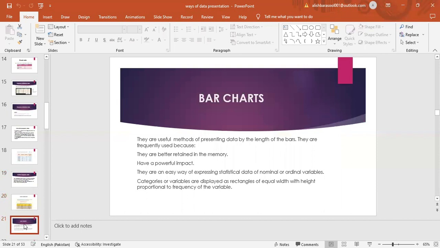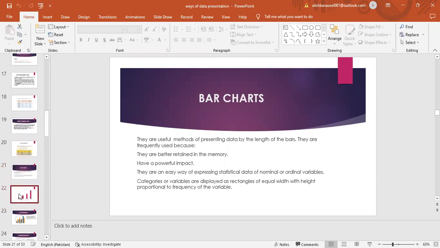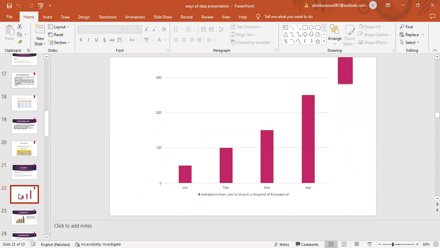Bar charts. They are useful methods of presenting data by the length of the bars. They are frequently used because they are better retained in the memory and have a powerful impact. They are an easy way of expressing statistical data of nominal or ordinal variables. Categories or variables are displayed as rectangles of equal width with height proportional to the frequency of the variable. The following example shows the bar chart: admissions from January to May in a hospital of Rawalpindi.